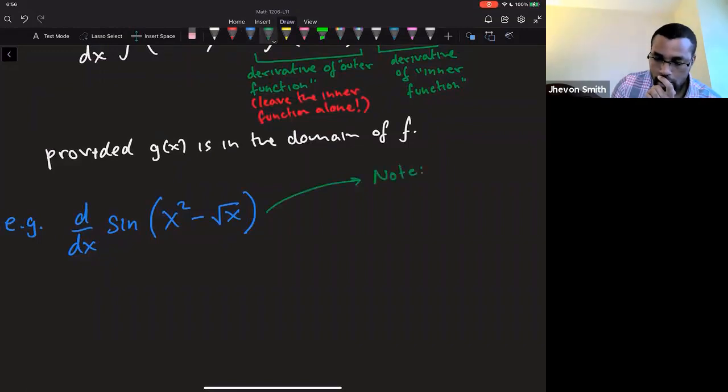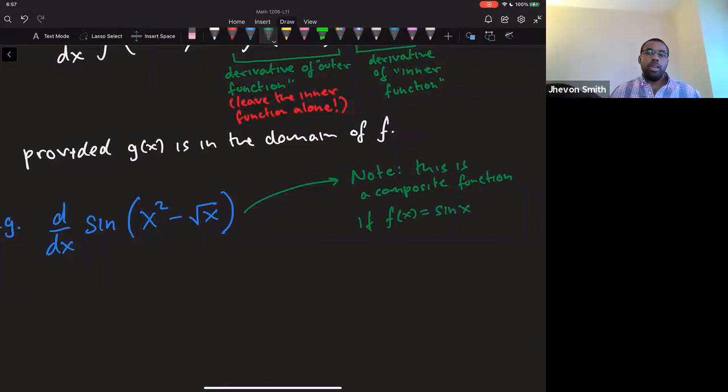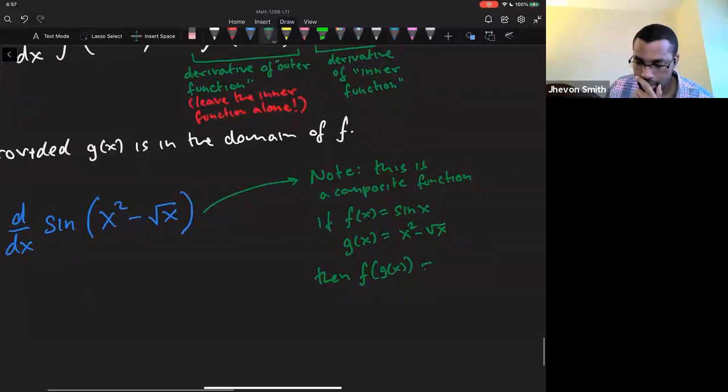Note, this is a composite function. Right? You can almost notice that there's an inside function and an outside function. And if f of x equals sine of x, it looks like the sine is on the outside, and inside of the sine, you plug in x squared minus radical x. So g of x is x squared minus radical x. Then f of g of x would be me plugging in g of x into the sine.